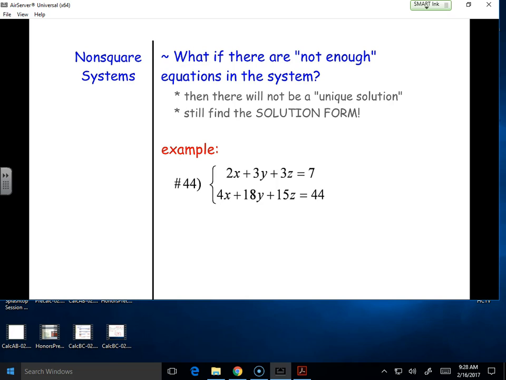What if there are not enough equations in the system? Then there will not be just one solution. But we can still find the solution form. What did we do just a second ago when we didn't have enough information? Let z equal a. It's just like us having a third equation of 0 equals 0. Because we could make a third equation and say, yay, go team, but it doesn't help.